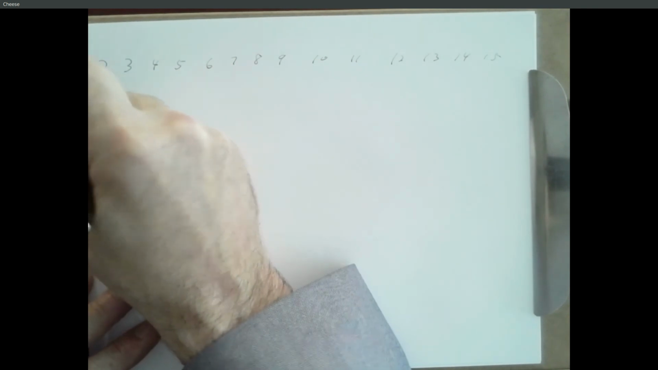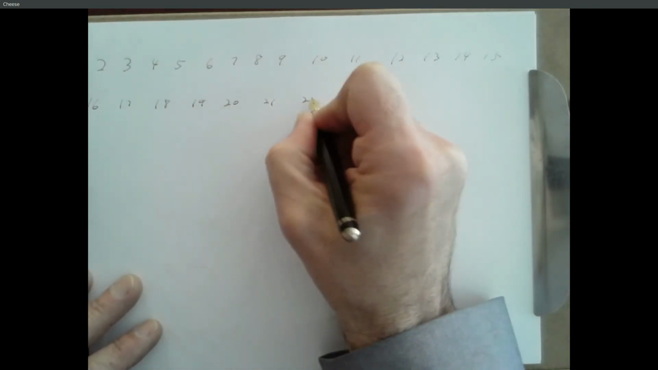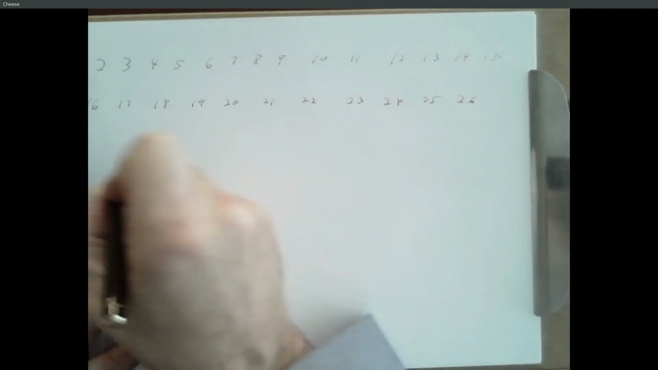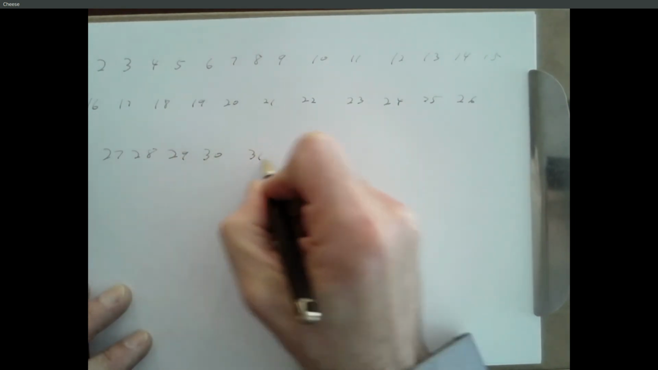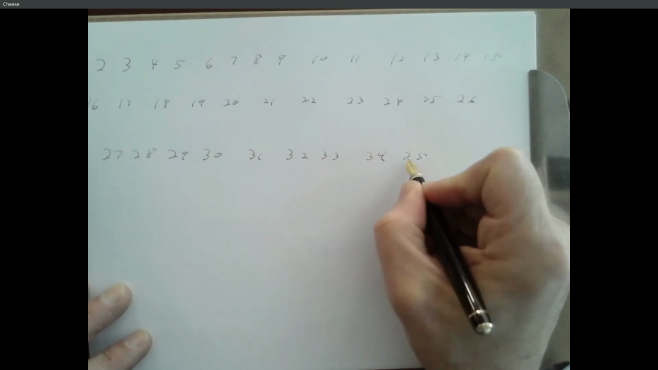I don't know how far I'm going to go. I might be stuck in a feedback loop. I'll go up to 30. I lied. Go up to 35. So you write all your numbers out.